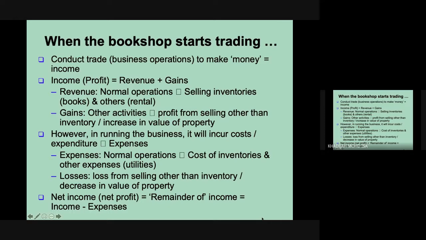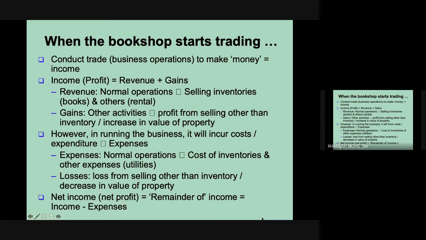What is revenue? Revenue is normal operation, the selling of your inventories. For example, in this case, a bookshop sells books and others. You can also have a rental income. So that is revenue. But the other type of income is what we call gains. This is realized when you have other activities, for example, profit from selling things other than inventory.